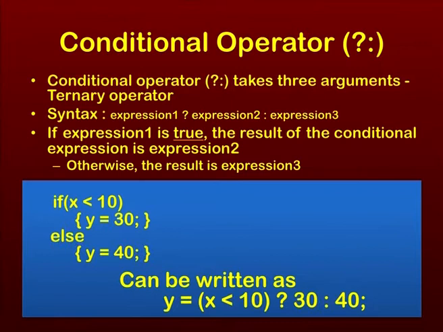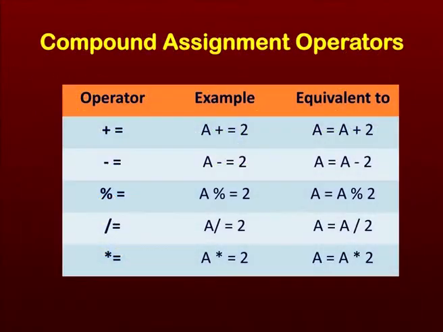Then there are compound assignment operators used in C language, which are just rewriting of the statements as you can see on the screen. If I wish to write A is equal to A plus 2, I can write A plus equal to 2. It has the same effect. A plus equal to 2 is A is equal to A plus 2. The value of A is incremented by 2 and then again stored in A. In the similar fashion, all these operations take place.